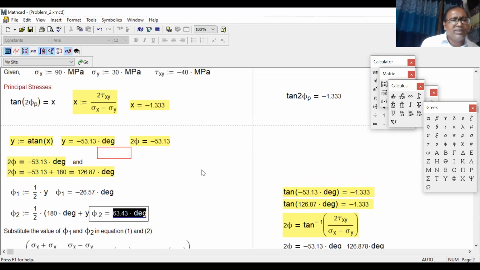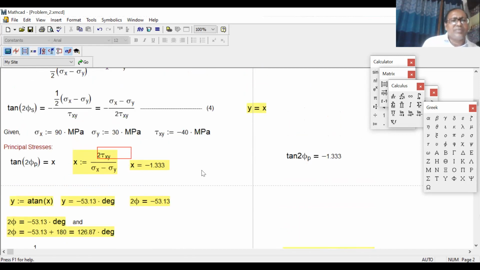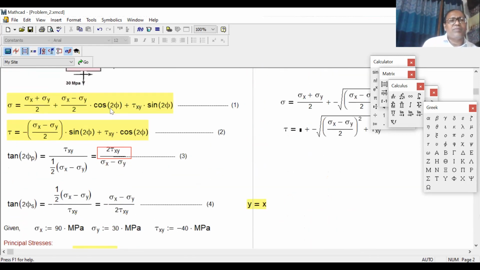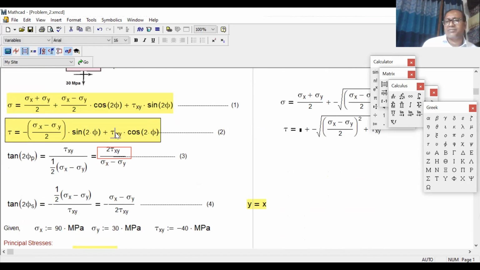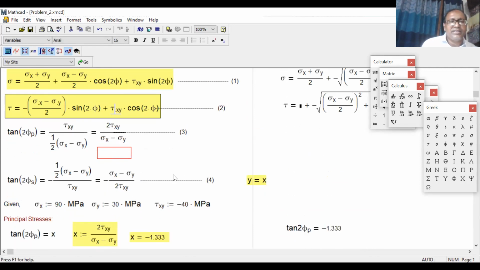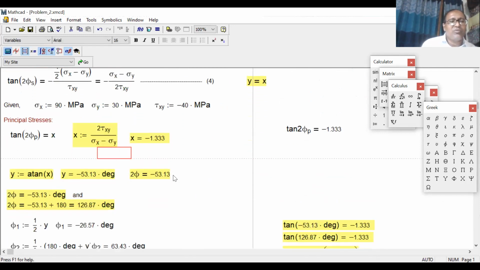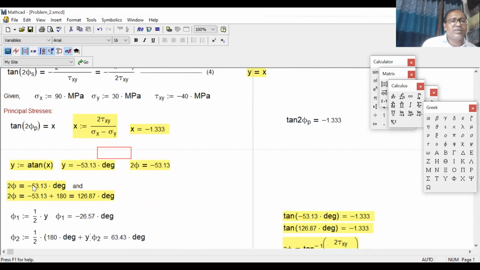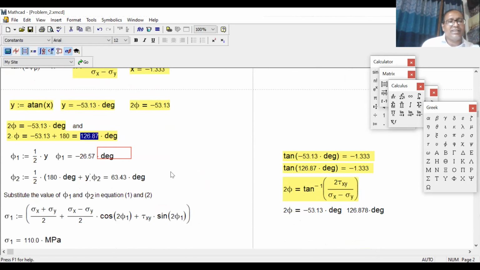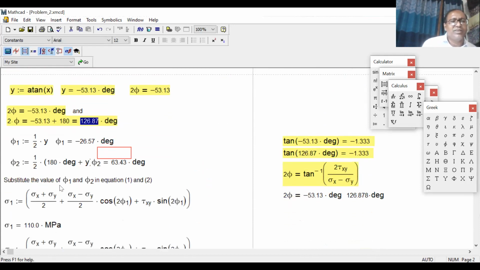And now, in the equation, we put this angle in the mother equation, over here and over here. But instead of phi, in the equation we have 2 phi p. You can put angle phi, but it is better if you put the direct 2 phi p angle. One time you put minus 53, other time you put 126.87. So you put that angle in the equation. I say value of phi 1, phi 2 in equation 1.